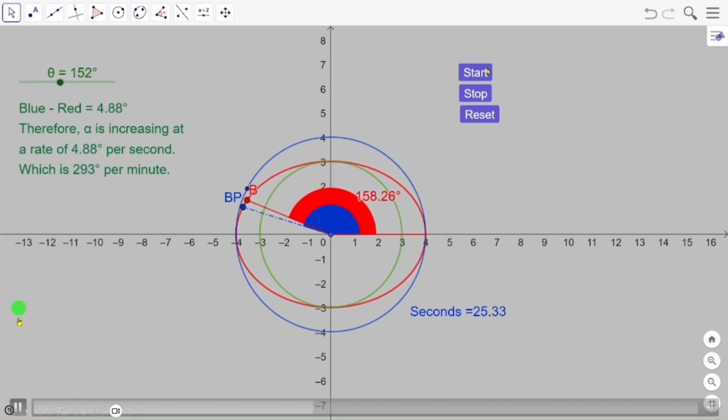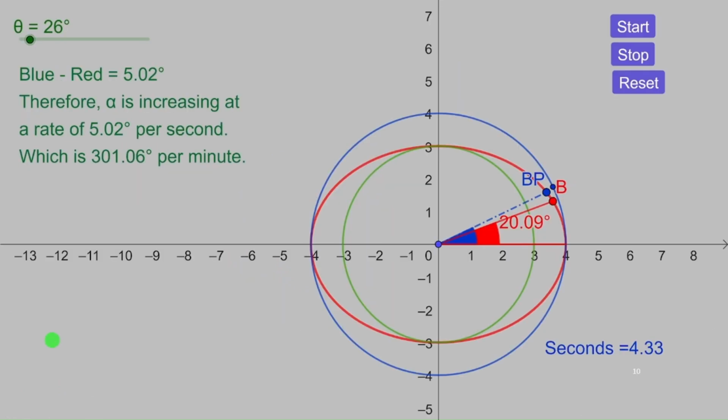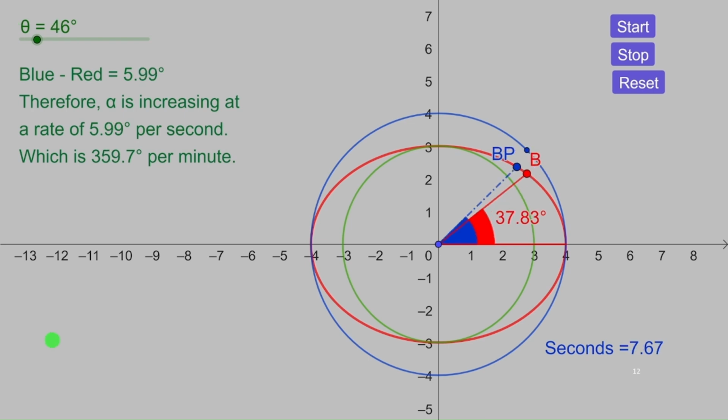There's the whole thing. It's a little bit too fast to read, so we'll take a look at them in a few screenshots. So at 4.33 seconds, the rate of increase is 5.02 degrees per second, slower than theta. And then we come up to 5.45 degrees per second when the time is at 6 seconds. And at 7.67 seconds, the speed of alpha increasing is very similar to theta at 5.99 degrees per second.